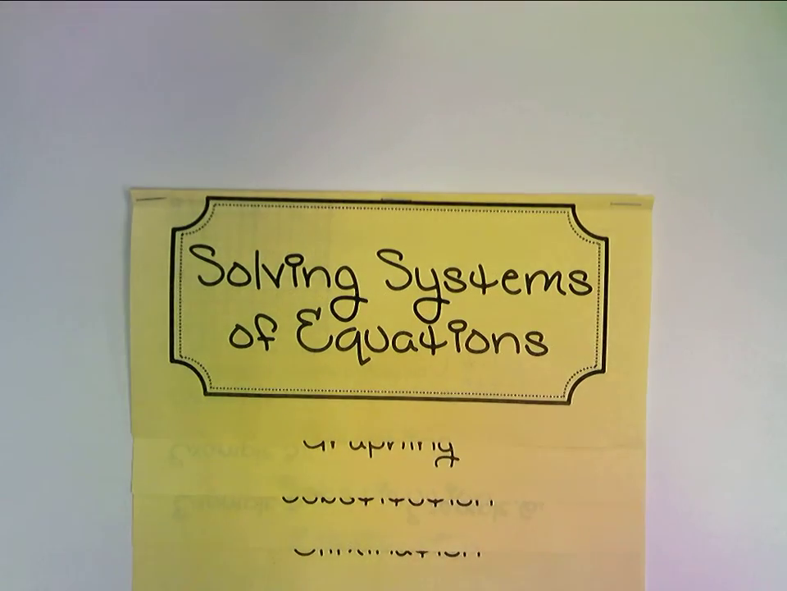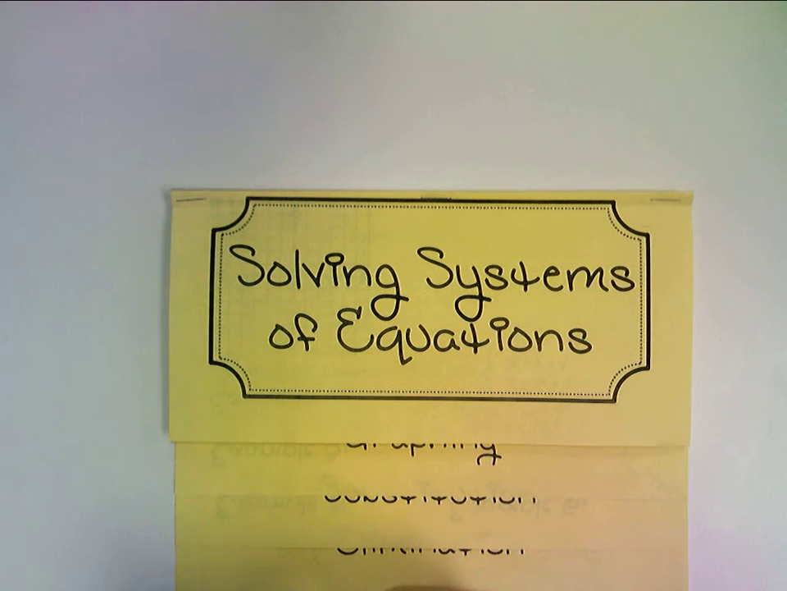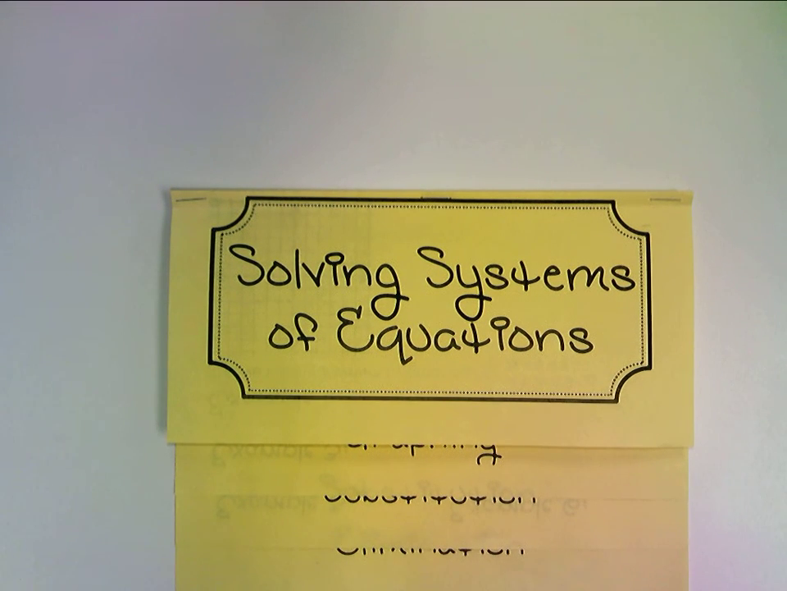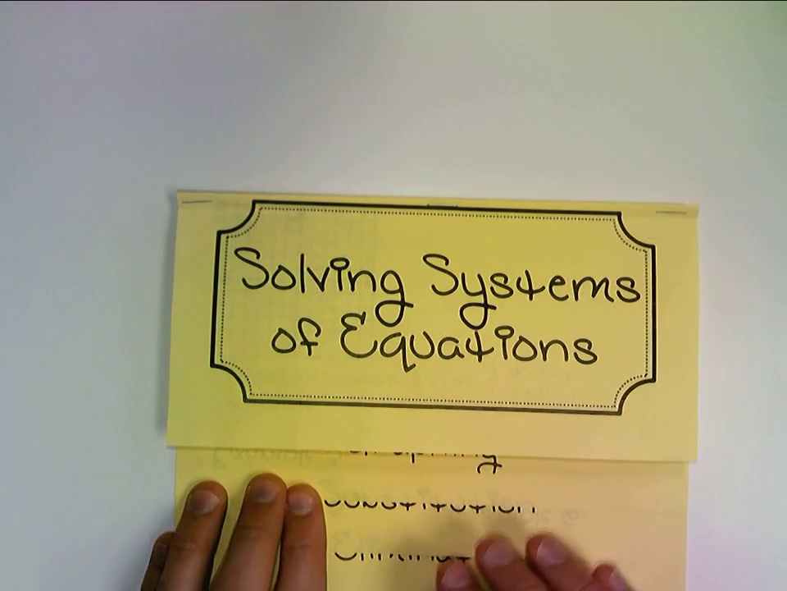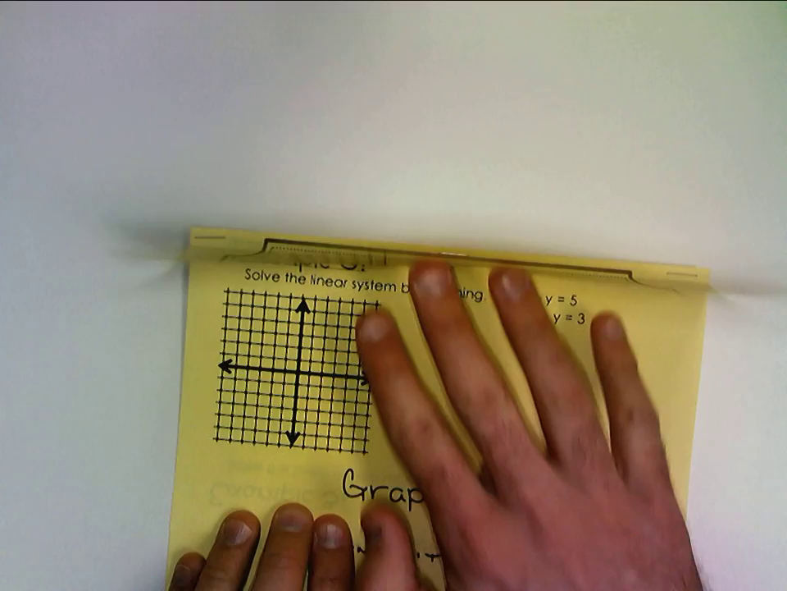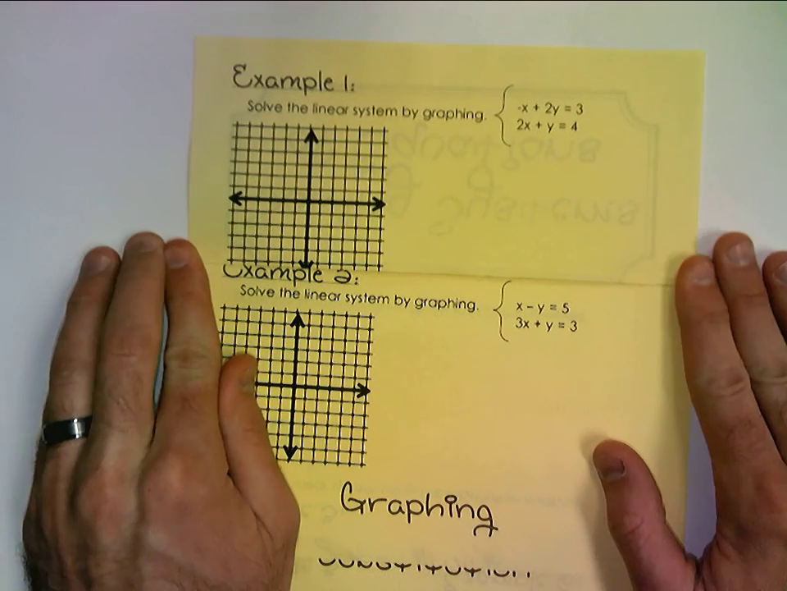Now, really the whole understanding behind systems of equations is that you're finding the intersection point of two lines and finding the point at which the solution will satisfy both equations. So let's go ahead and get started with graphing. So we're going to have a couple examples here.